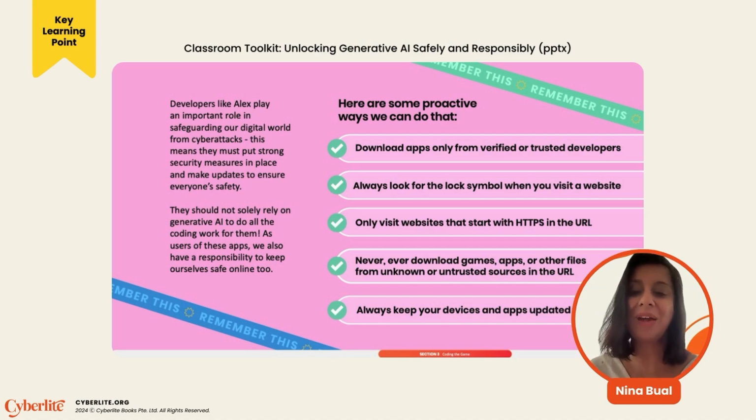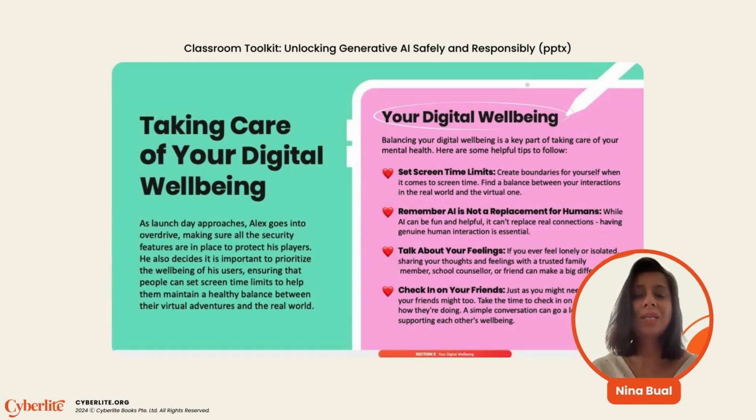The next point is never, ever download games or apps or other files from unknown or untrusted sources in the URL. This is as important as it was when we've been using the internet in the past, and as important now using these generative AI tools. And always keep your device and apps updated. Always leave the presentation, or leave the understanding through the toolkit, of the importance of our digital well-being.